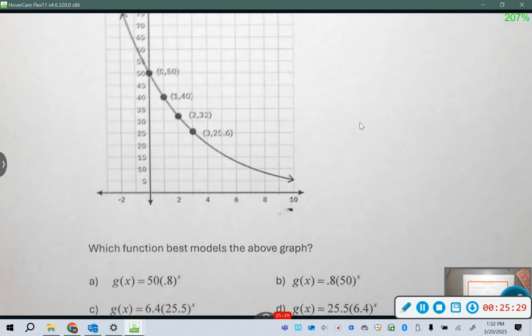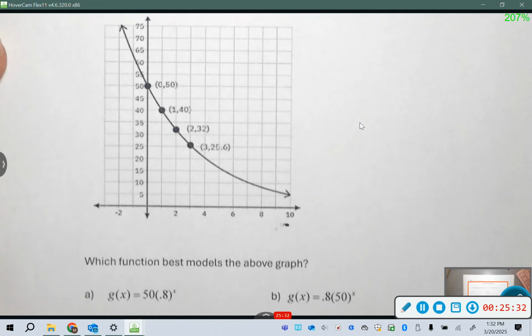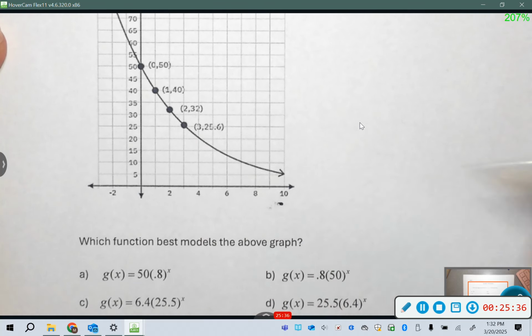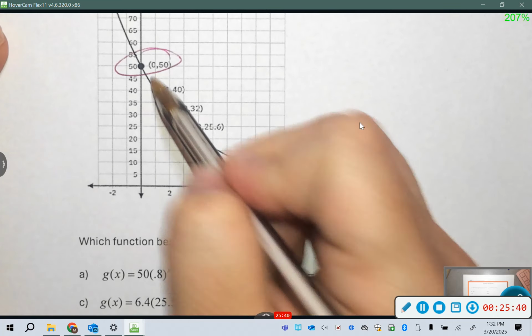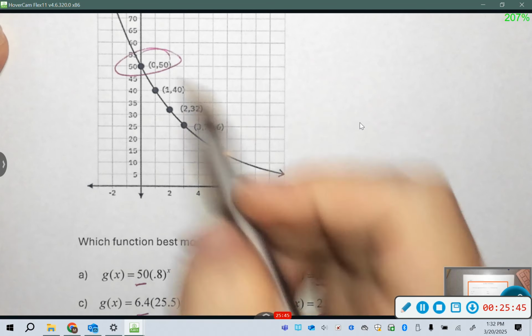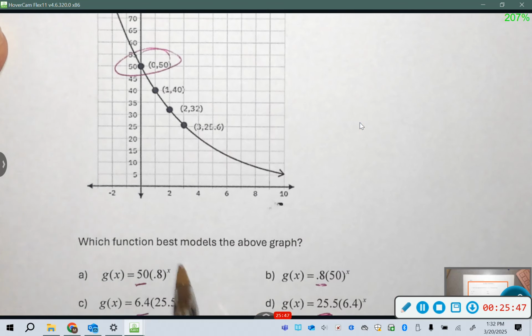Okay, last but not least, I'm going to show you this 2 different ways. It says which function best models this graph below, above, wherever it is. Okay, when we're doing exponential, I want you to remember your starting number is your starting point. Your starting point is your y-intercept. Well, my y-intercept is 50, therefore this is my answer.